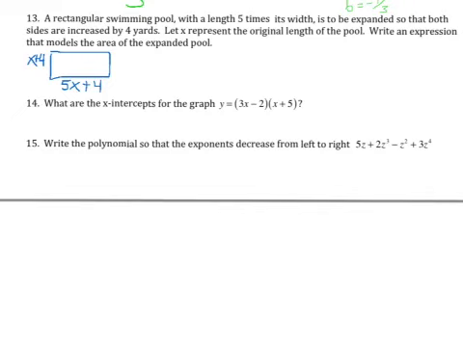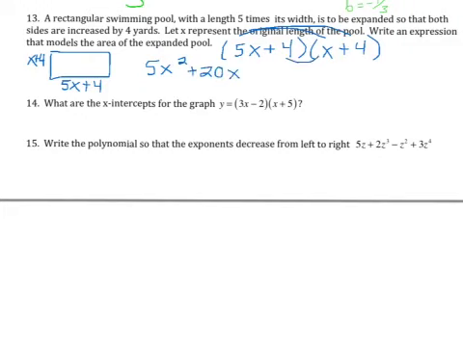Write an expression that models the area of the expanded pool. So, to find the area, we need to multiply the length and the width together. So that will be 5x plus 4 times x plus 4. And then all we need to do is FOIL it, and that will be our final expression. So 5x times x is 5x squared. 5x times 4 is 20x. 4 times x is 4x. And 4 times 4 is 16. So our final expression is 5x squared plus 24x plus 16.